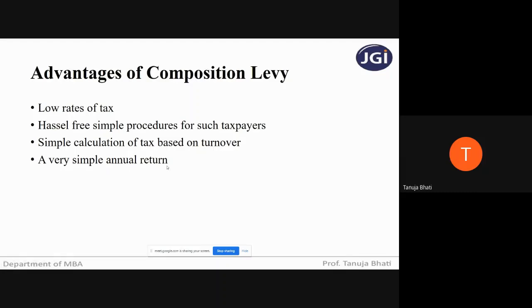A very simple annual return. So see students, in case of composition levy, the payment is quarterly. He need not make monthly payments to the government. The payment to the government is made quarterly, and there is a very simple annual return. In normal cases, the annual return is very complicated and lengthy to be filled, but in case of composition levy, since it is basically designed for small taxpayers, a very simple annual return format is kept for composition levy dealers. So all these are the advantages of composition levy.